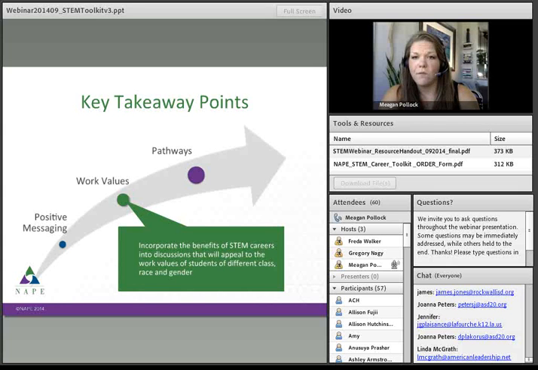The second key takeaway is to incorporate the benefits of STEM careers into discussions with our students that appeal to their work values. We don't want to just talk about how STEM professionals make a lot of money. We want to talk about how STEM professionals make a difference and help shape the future. We want to talk about how respected STEM careers are.